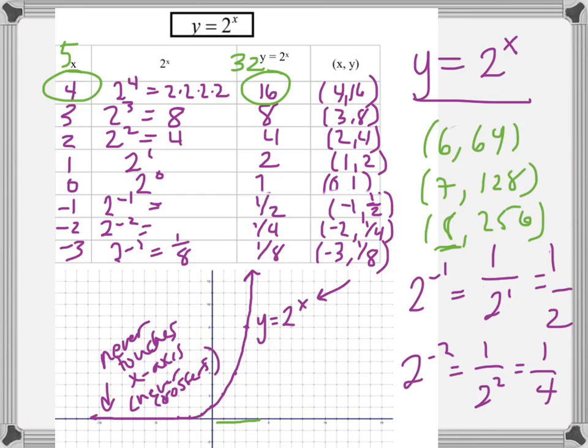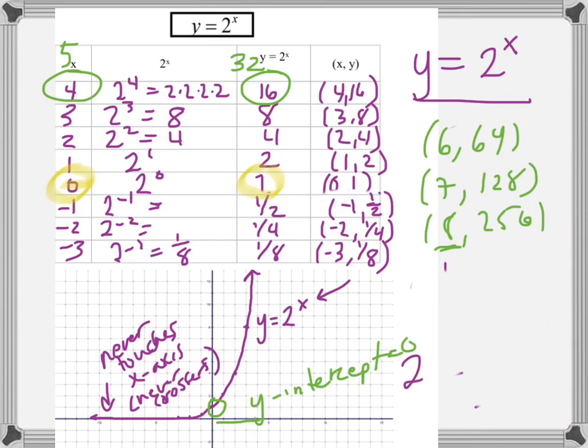The other thing that you should notice is that it crosses the y-axis when x is equal to 0, and that's going to be very common with our exponential functions. That's because when we look at the value of y when x is 0, it is 1, and that's because of the property of a 0 exponent. Anything raised to the 0 power is going to be 1, with the exception of 0.